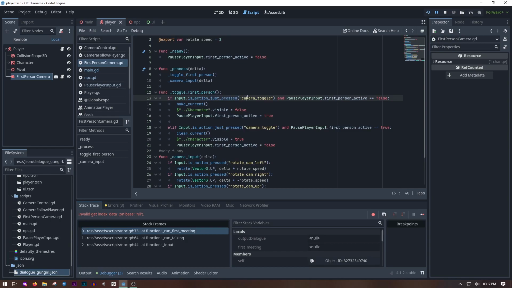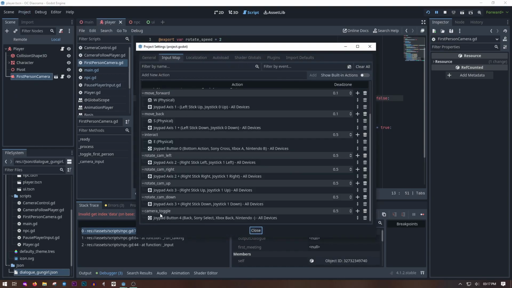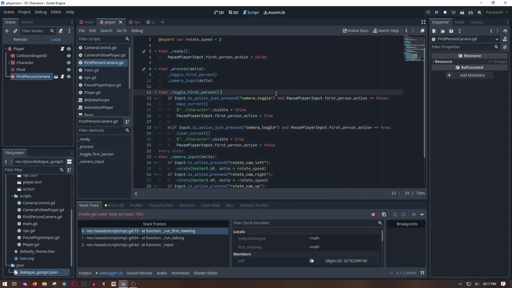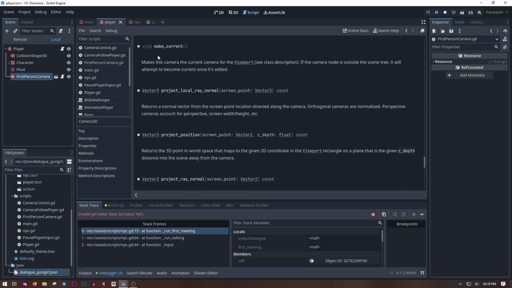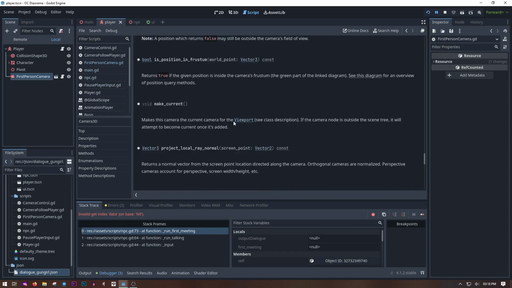This is just if you push it down, camera toggle, which is an input action set up in my input map, camera toggle down here. It's defined as the select button in my case, and so if you press the camera toggle button and pause player input first person active is false, make this first person camera the current camera. This is another inherent thing to GDScript, make current. Cameras have a make current thing, which makes this camera the current camera for the viewport.